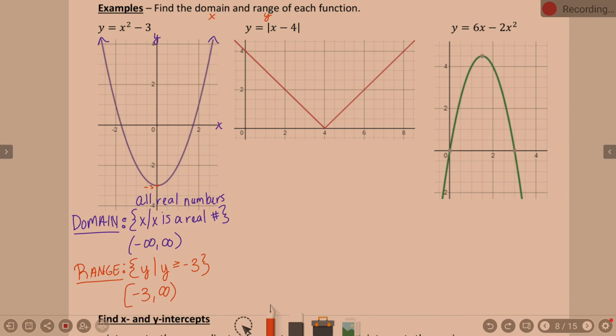Okay. Let's look at this one. So this is an x squared graph. An x squared graph is always a parabola, the U shape. What's this?